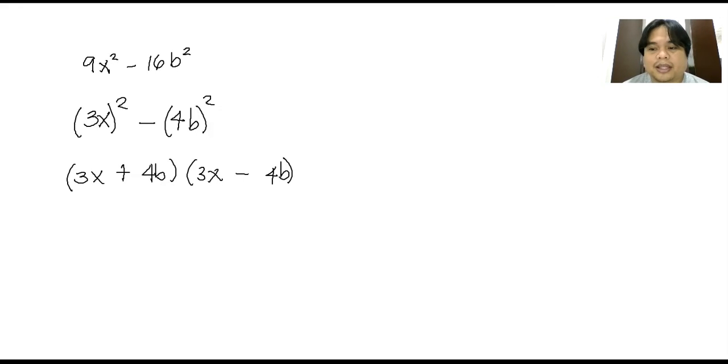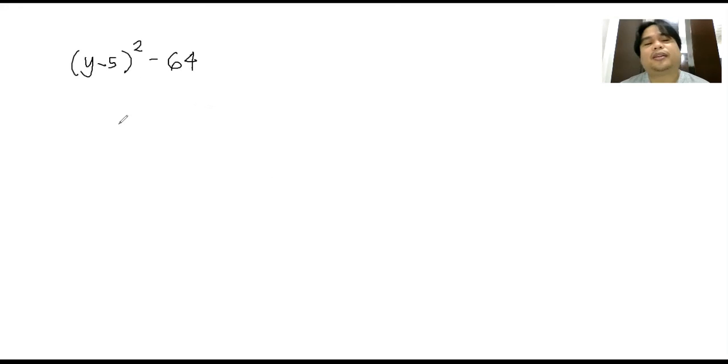Okay, lastly, let's have the last example. Here we have y minus 5 squared minus 64. Okay, don't be confused. This example might look a little confusing because the first term is already a binomial, but don't worry, as long as the first term is expressed as a square, it doesn't really matter. So in this case, you have y minus 5 squared. This is already expressed in squared, so you don't have to do anything about that.